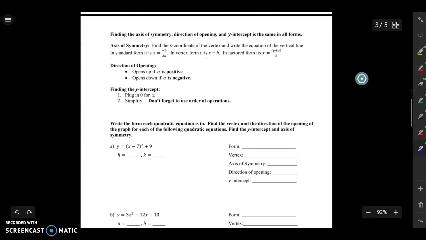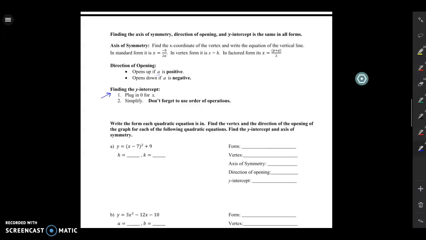All right, a couple of things before we move on to some examples. We've talked about finding the vertex. Finding the axis of symmetry is super easy once you have the vertex. It's just x equals whatever the x-coordinate of the vertex is. The direction of opening is also pretty easy. If a is positive, it opens up. If a is negative, it opens down. And then finding the y-intercept. This is pretty easy, but sometimes people make small mistakes with it. All you do is plug in 0 for x, and then simplify. Whatever you get is going to be your y-intercept.